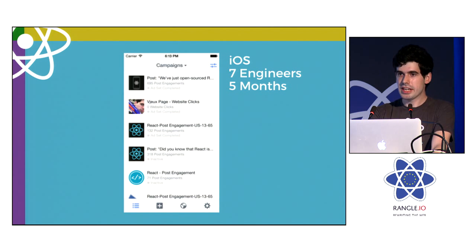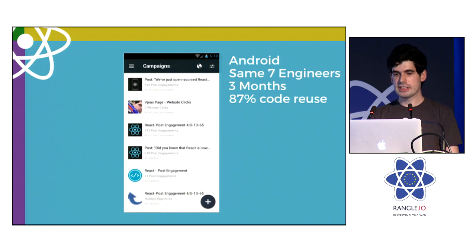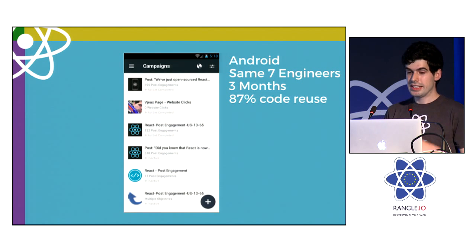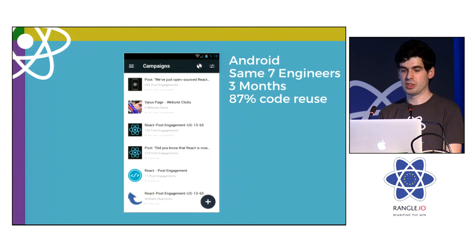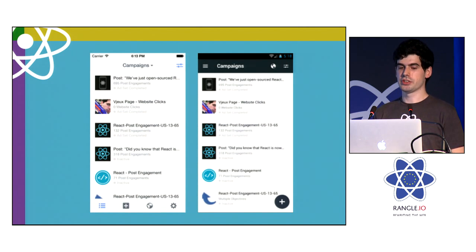But now they actually wanted an Android app. And so the most fascinating fact to me is that the exact same 7 engineers were able to port their app to Android in only 3 months, even as we were building the infrastructure for React Native Android. And without even trying, they got 87% of code reuse. So how did the conversion go?